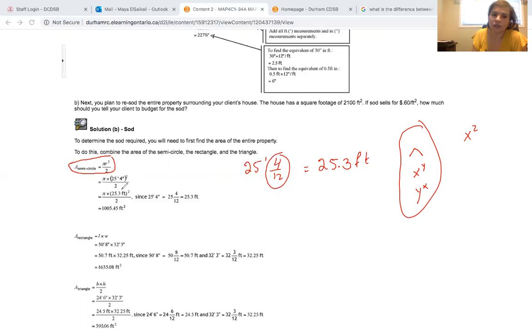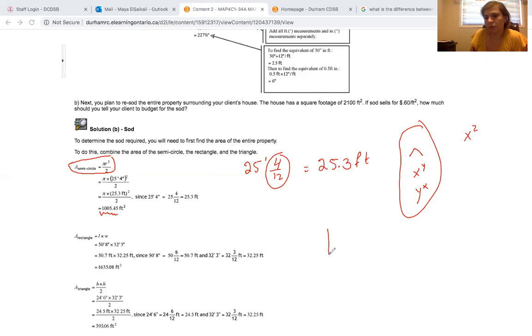Once you find the answer, divide it by 2, and that would give you 1,005.45 square feet. We're not gonna change that back to feet and inches yet because we want to add at the end. Once we add at the end, instead of converting many times, we'll convert back.